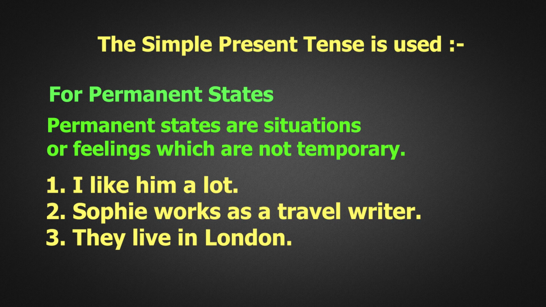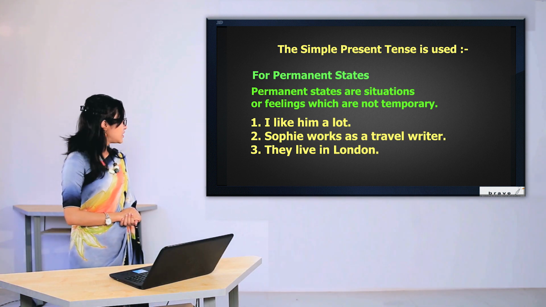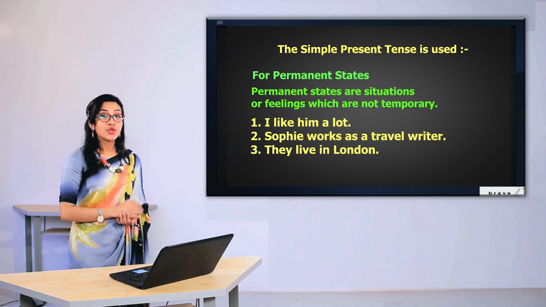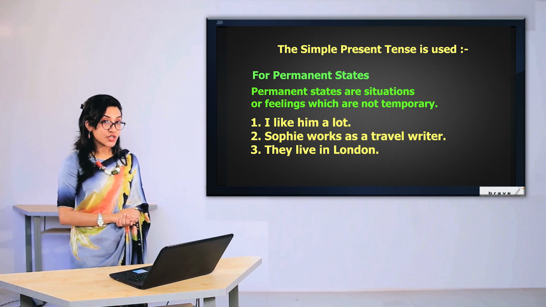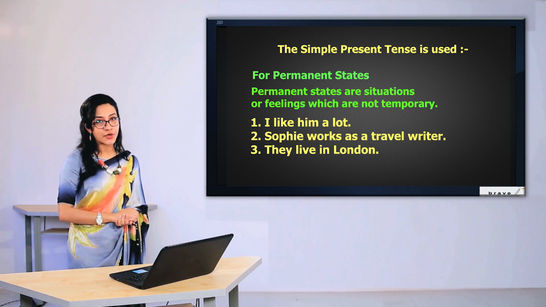Now look at this one. For permanent states, we use simple present tense. What do we mean by permanent states? Permanent states are situations or feelings which are not temporary. That means this is not going to happen for a short duration of time. Examples: I like you a lot. Sophie works as a travel writer. They live in London. So when we are talking about Sophie's profession, we know that this is not a temporary state. This is something that is permanent.